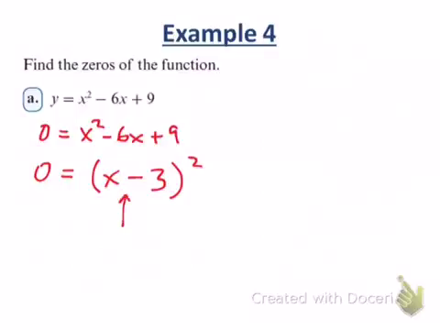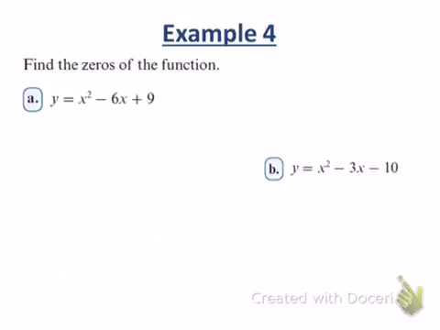How can I make this equal to 0? What value would make that equal to 0? 3. x equals 3. So we only have one x-intercept here because it's a perfect square trinomial. So Savannah, you asked earlier, will it ever have one x-intercept? And yes, the parabola could sit right on the x-axis, and it only has one x-intercept, and it's x equals 3. Okay? Let's look at another one.